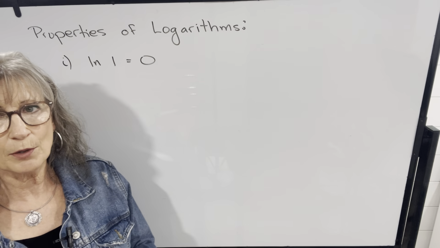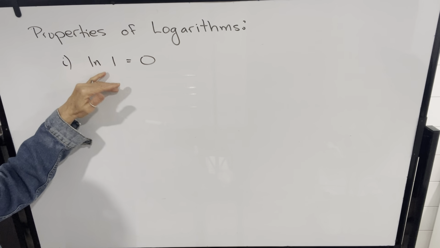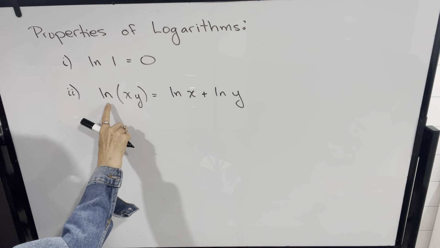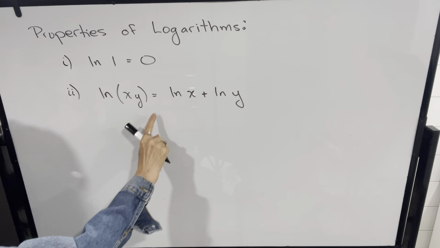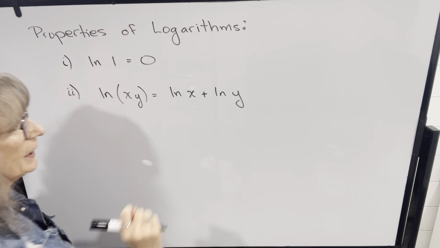Now we're going to talk about properties of logarithms. We've already mentioned this in our example. The natural log of 1 is equal to 0. The next property says that if we have the natural log of a product, x times y in this case, that will be equivalent to the natural log of x plus the natural log of y.